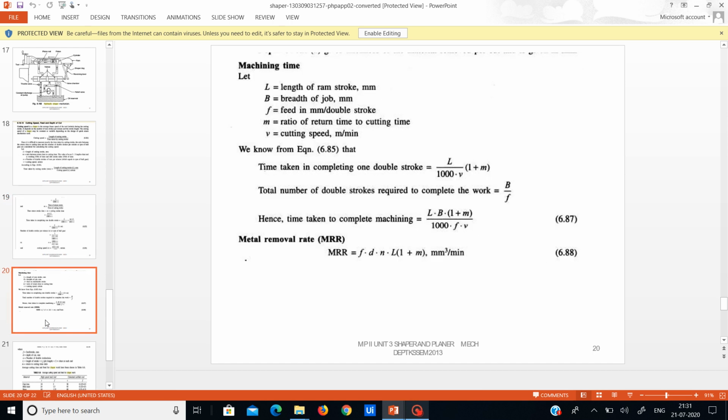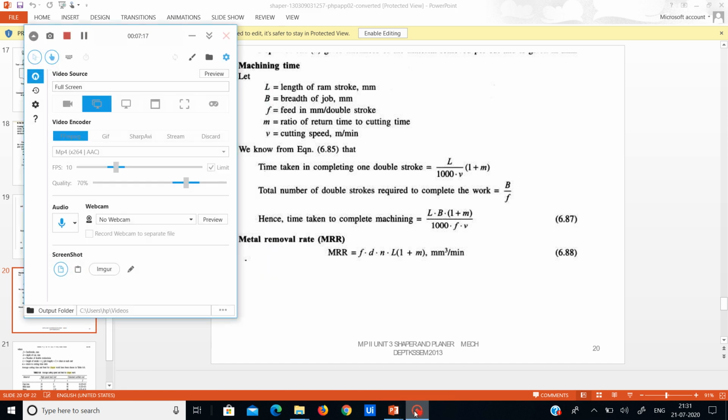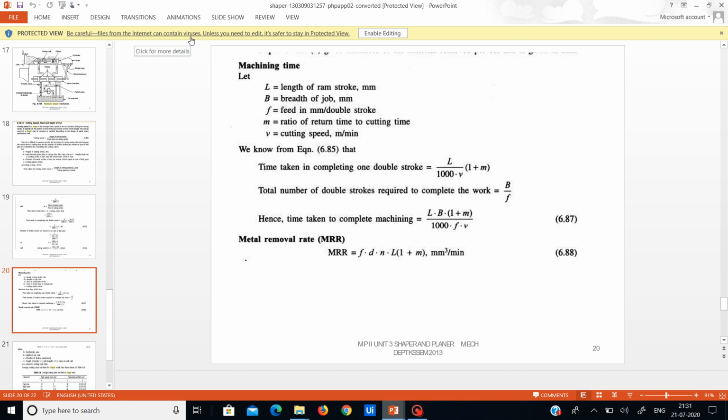So machining time, how can you calculate the machining time? That is L, B, F, M and V. We already know L means the length of the ram stroke, B means the breadth of the job, F means feed, M means the ratio of the return time to the cutting time, and V means the cutting speed. We have learned all these previously. So when you know all these things, you can calculate them and also write them easily.